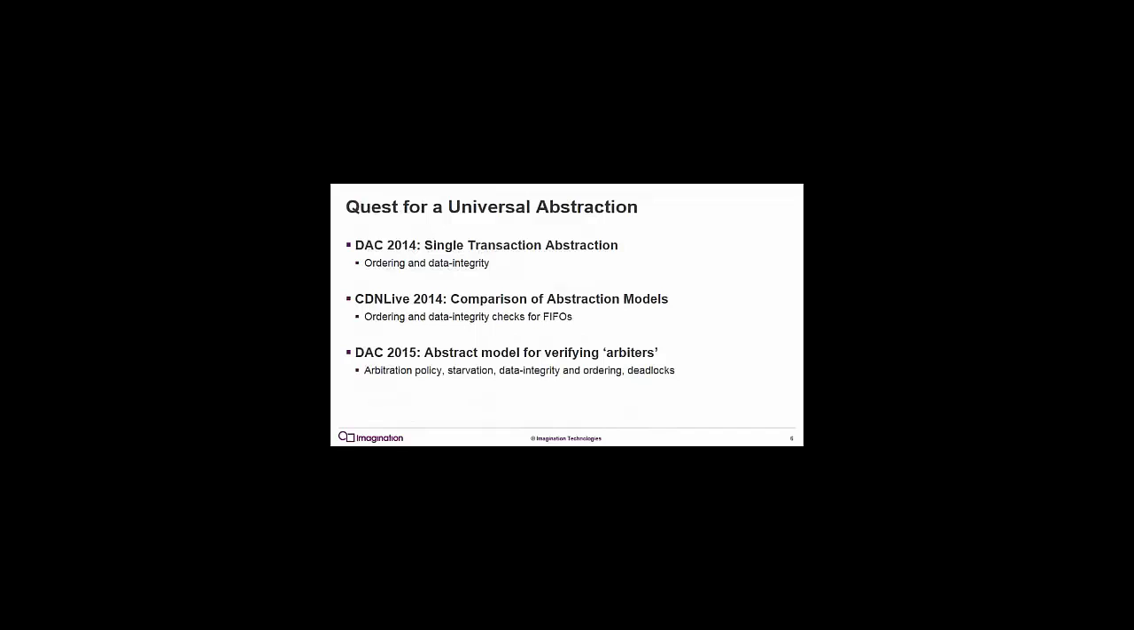And are we talking about architectural abstractions or micro-architectural? I think John this morning spoke about high-level systems modeling and abstractions at an architectural level. So this is more at a micro-architecture level. So we started to publish some of the initial results in 2014. We published a DAC paper on single transaction abstraction, where we showed how to verify ordering and data integrity properties. And the same year, we went to a Cadence event in Munich and presented some comparison on abstraction models.